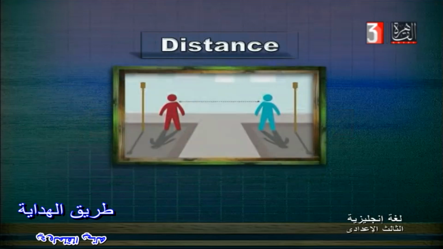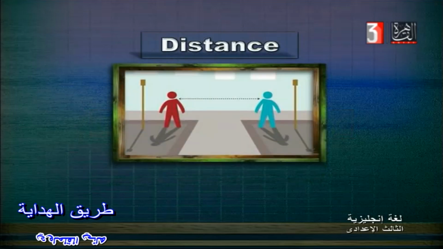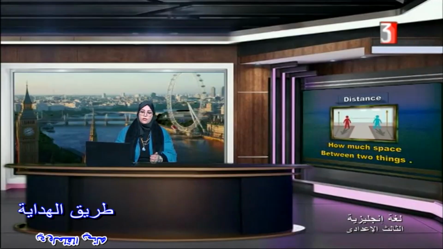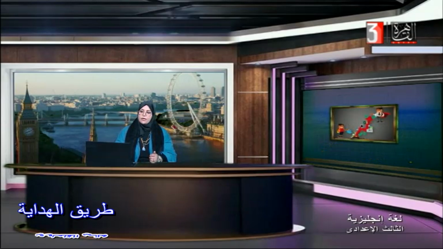The first word here is distance. Distance معناه مسافة. The definition of the word: how much space between two things. And never forget that we have an adjective from the noun distance. So we have distant, an adjective, and distance is the noun معناها مسافة.